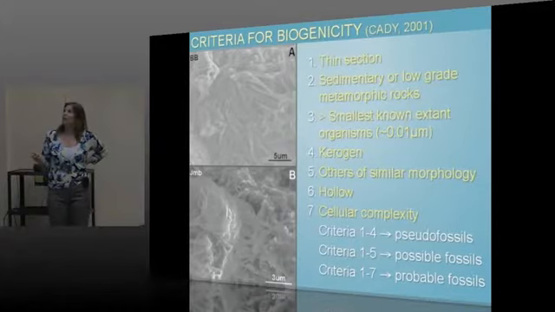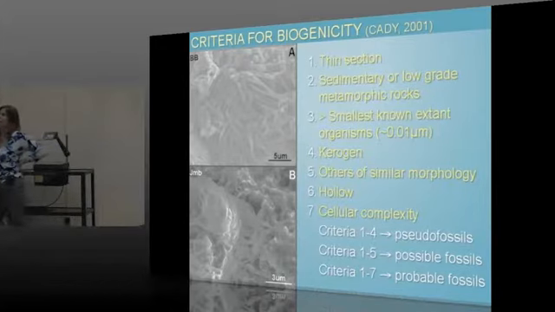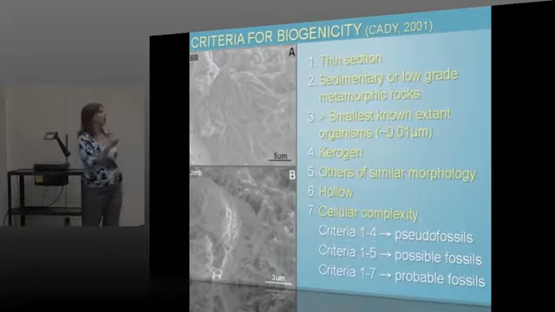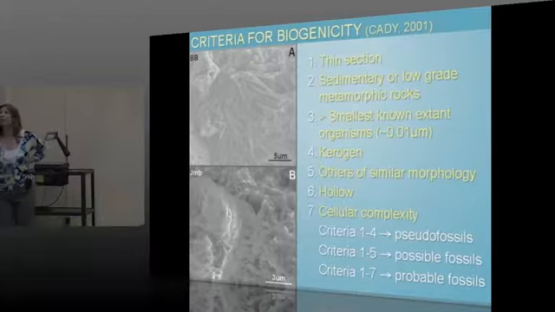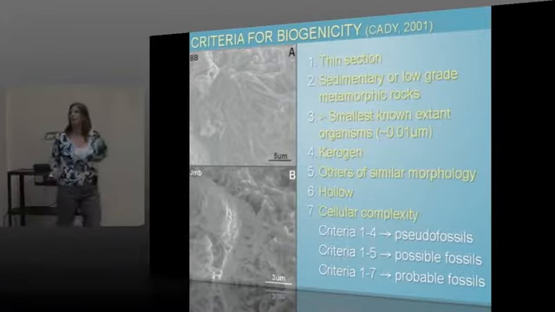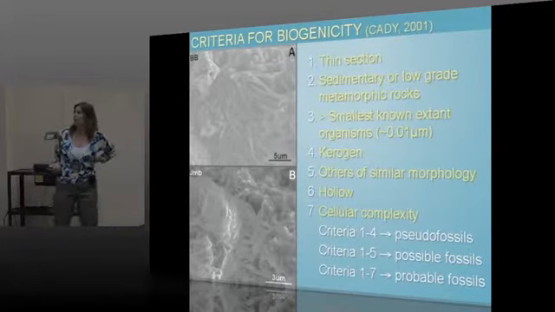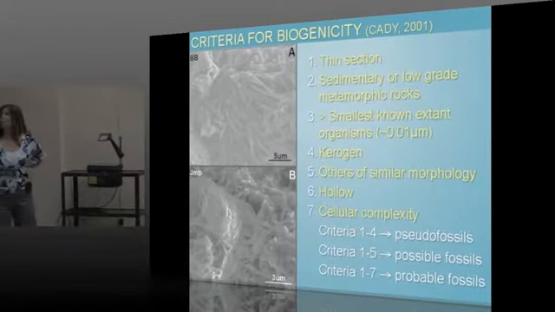It needs to be the same size as life as we know it. It needs to have kerogen. It needs to be with others of similar morphology, so it can't just be one isolated feature. It has to be living in a community. It needs to be hollow and have cellular complexity. And then she set up this kind of criteria. So if it meets 1 to 4 of these, it's a pseudofossil. 1 to 5, it's possible, and 1 to 7, it's probable. Okay.